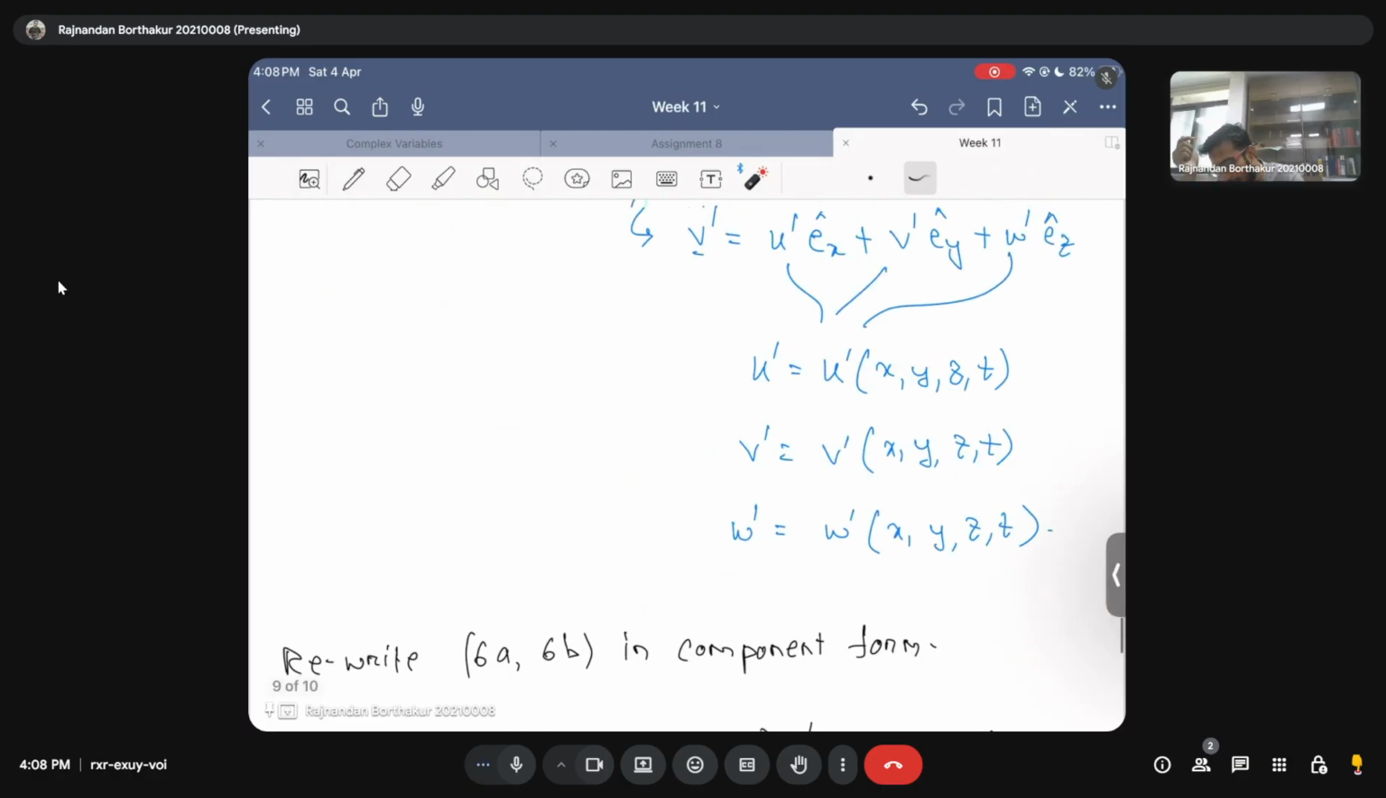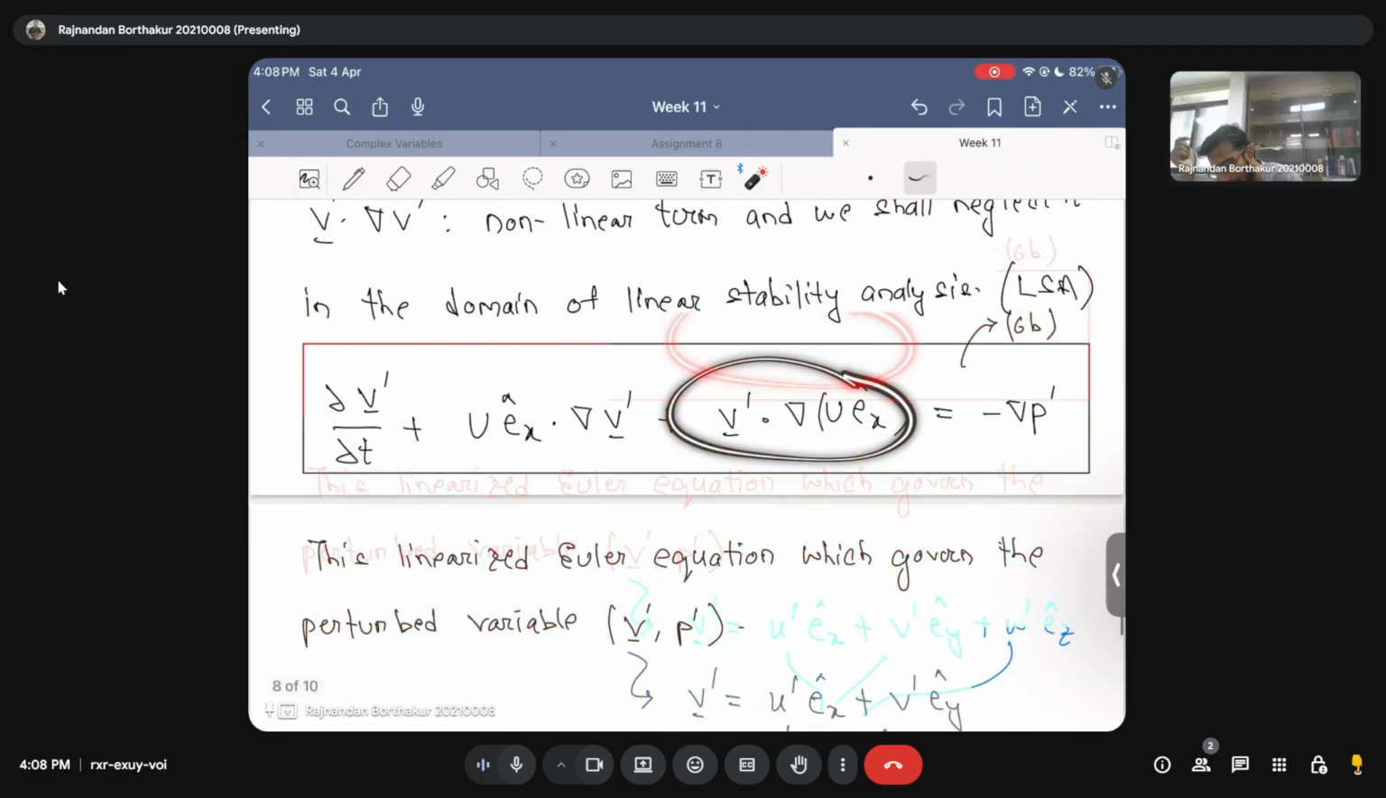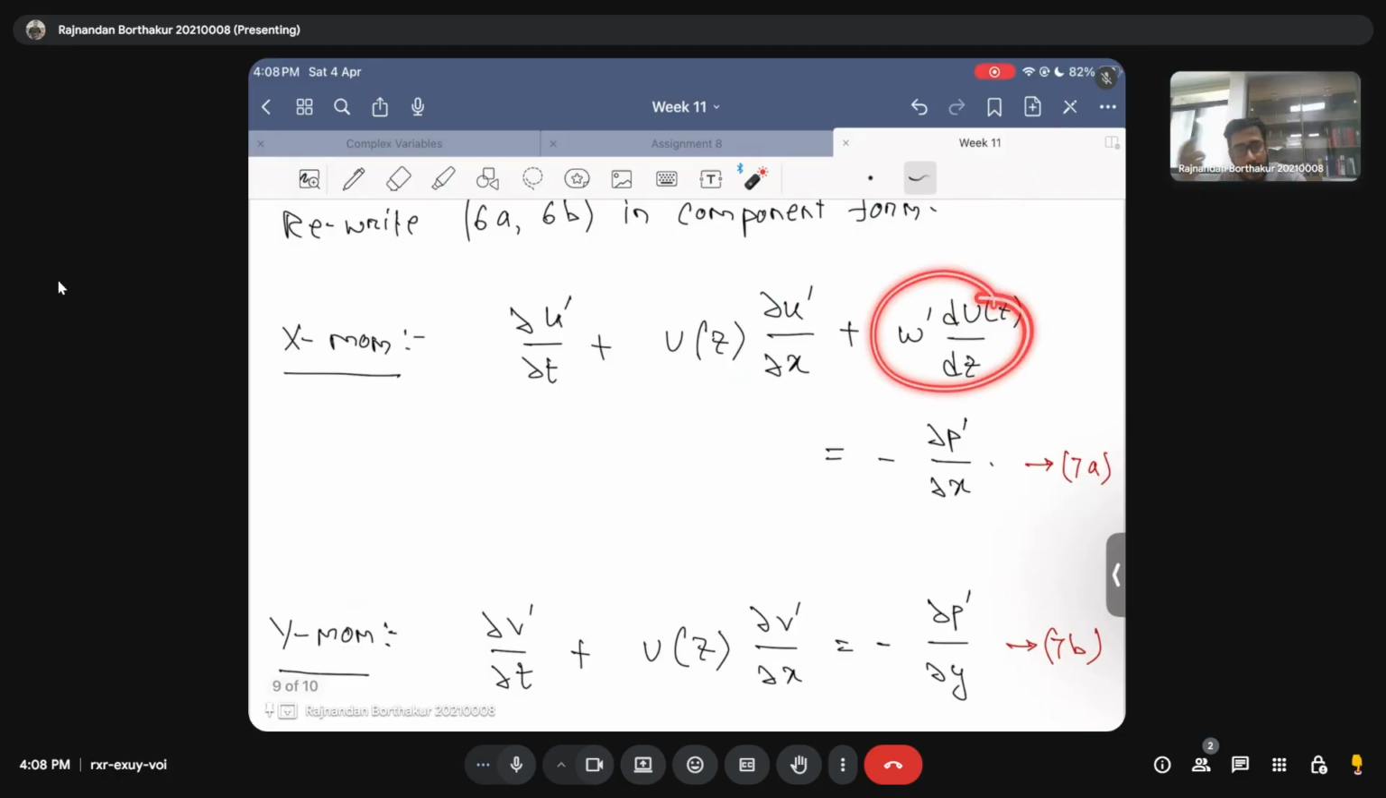And in addition, this particular term appears in the x momentum equation because the base flow is in the x direction, and its profile varies along z. That's why we have this additional term in the x momentum equation. And the second thing is that this is an ordinary derivative, because we know that the base profile is just a function of z. That's one way of looking at it.